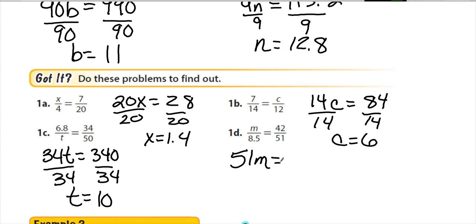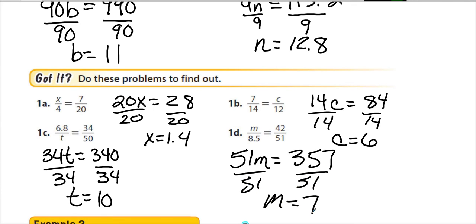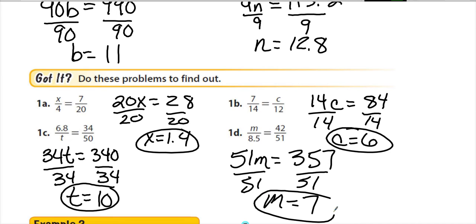8.5 times 42, that's 357. Divide that by 51, and you should have come up with 7. And there we go. Okay, we'll go ahead and circle these, just because we get lost in the work sometimes.